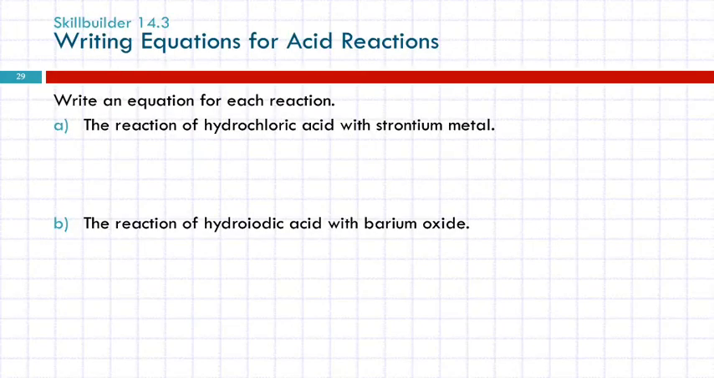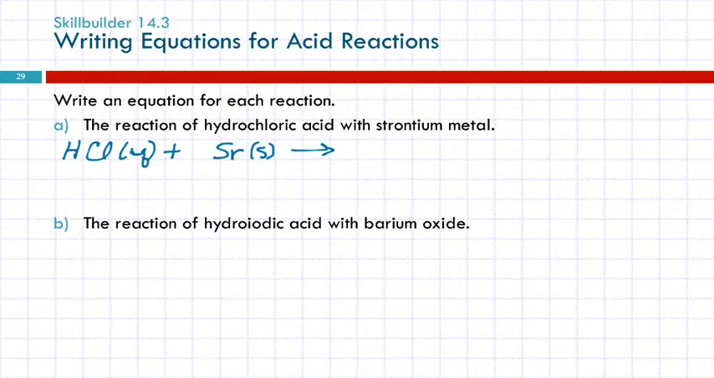So let's write equations for these reactions. The reaction of hydrochloric acid with strontium metal. Well, we should know what the formula for hydrochloric acid is. So HCl, and that's aqueous. Strontium metal, well, the symbol for strontium is Sr, and the formulas for metals are just the element symbols. And that is a solid at room temperature. Mercury is the only one that's not. So this is reacting.